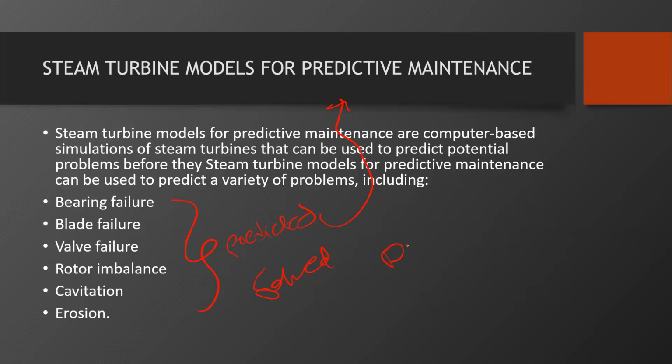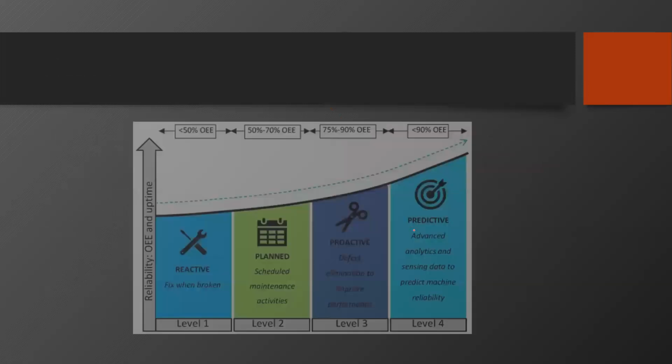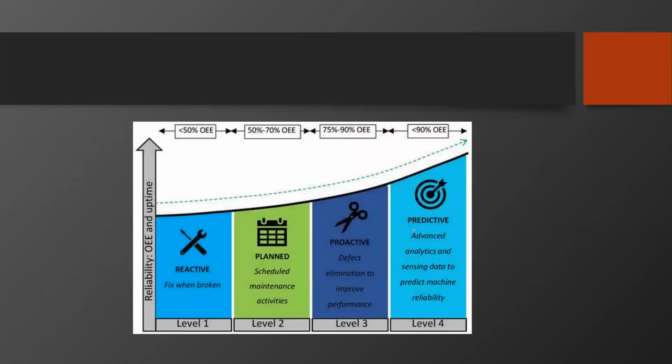Here, a digitized version of the steam turbine is used to conduct such simulations. As we can see, first fix when broken, then schedule maintenance activities, then defect elimination to improve performance, then advanced analytics and sensing data to predict machine reliability. These are the different levels of the steam turbine model for predictive maintenance.